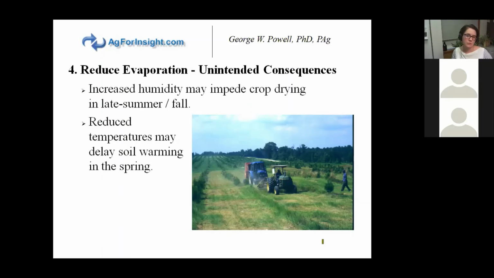And of course, trees and shrubs, by virtue of shading out the light, are also reducing the temperature in their understory, and this may delay the soil warming in the spring. So if you have a crop where critical timing is needed for it to get germinated at a certain point in time, then that may slow the soil warming and the appropriate time for crop production.